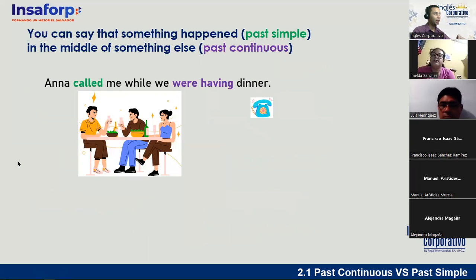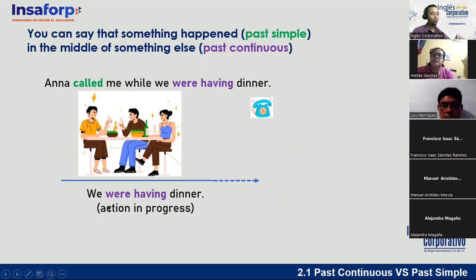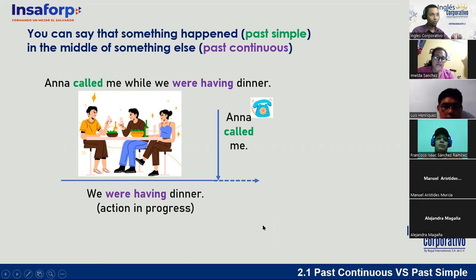Example, Anna called me while we were having dinner. What is that? Take a look. There is an action in progress. We were having dinner. That's the action in progress. So they began, they were eating, talking, etc., etc. And then what happened? Anna called me. Okay. This action interrupted the first action.